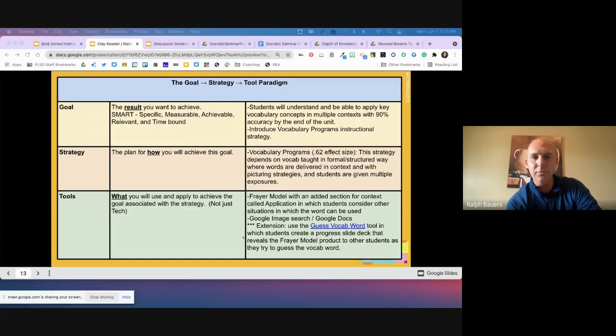The students can do a Google search for images to pull in things that help illustrate the idea. One extension that I thought was awesome was the Guess the Vocabulary Word tool. Students will create a progress slide where each slide builds upon the next one. It's a slide deck that reveals the Frayer model one section at a time. As they're presenting it to other kids, the kids can try to guess the vocabulary word with each section that's being revealed. So it's a good extension with the Frayer model activity.